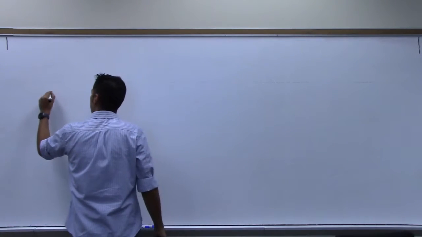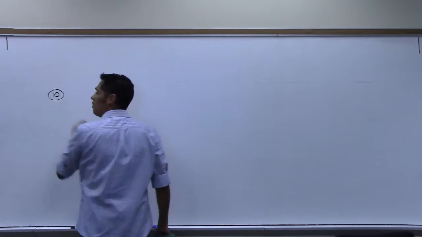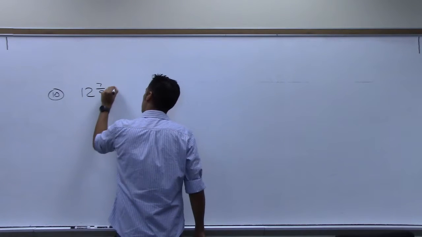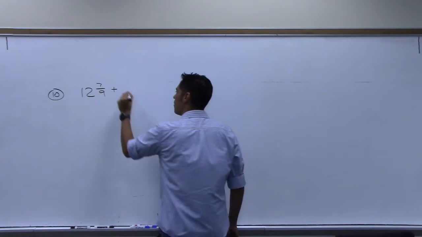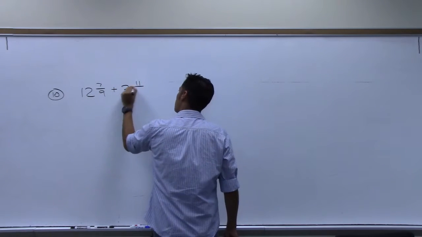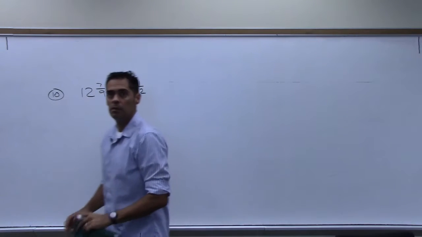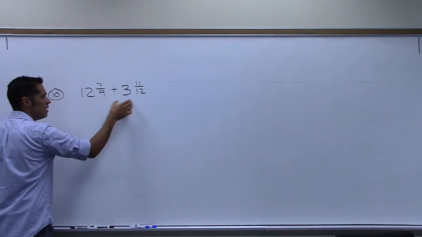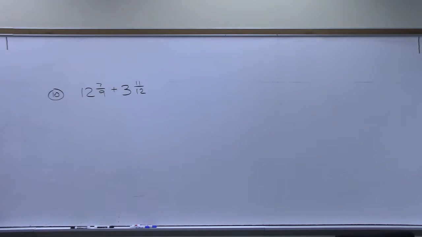So for number 10, we have 12 and 7/9 plus 3 and 11/12. Right? Okay. So we're adding these two, what we call mixed numbers together. And I said if we're going to do this, we should probably do what first?